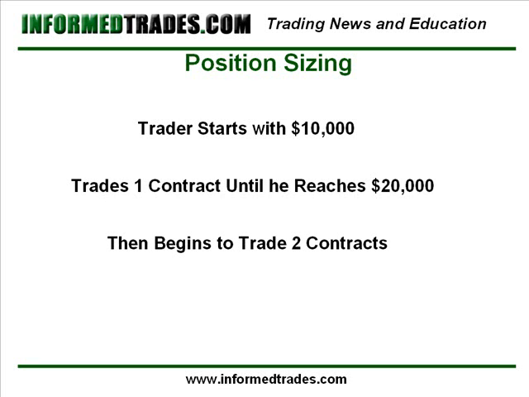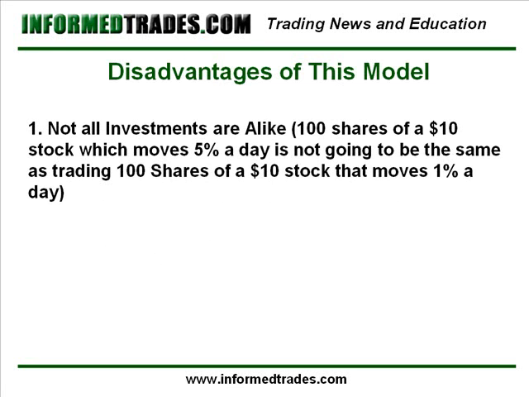Okay, now while this is better or more rational than the arbitrary example that we looked at in our last slide, as Dr. Van K. Tharp points out in his book Trade Your Way to Financial Freedom, there are several distinct disadvantages to using this method. The first disadvantage is what we've already looked at, that not all financial instruments are alike. Like we looked at, 100 shares of a $10 stock which moves 5% a day is not going to be the same as trading 100 shares of a $10 stock that moves 1% a day. Similar to that, different stocks obviously have different values. So 100 shares of a $50 stock is going to be a lot more than 100 shares of a $10 stock. And similarly, different futures contracts have different dollar values. So one contract of corn is maybe worth more than one contract of oil, or whatever it may be.